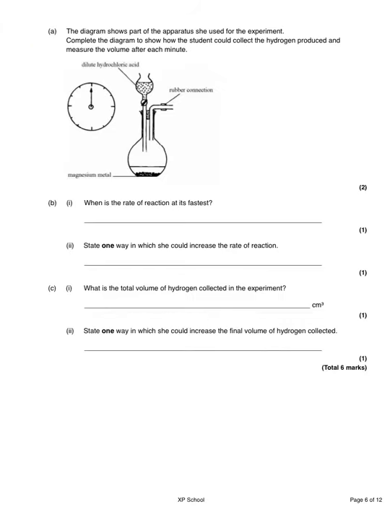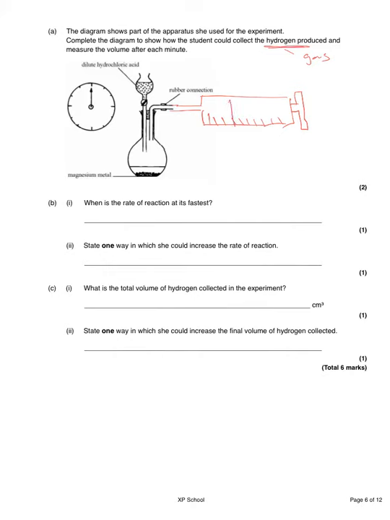Okay, so it says complete the diagram to show how you could collect the hydrogen produced. So hydrogen produced is a gas. So I need something to connect to gas, so I would use a gas syringe. I would also make sure it is graduated or calibrated so that I can see how much volume is being given off.